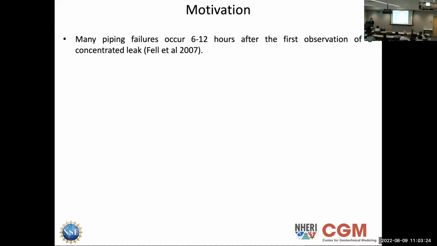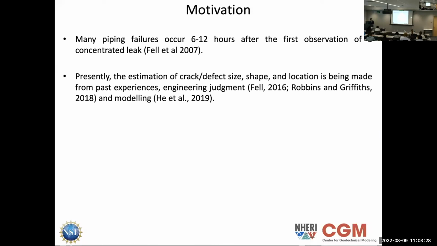Many piping failures occur 6 to 12 hours after the first observation of a concentrated leak, and that is a rapid failure. The United States Bureau of Reclamation put out a study that said every additional 60 minutes of warning time greatly increases the chance of successful evacuation.